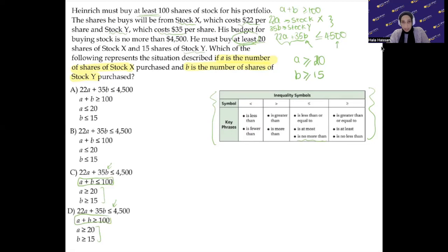Let's have a look at that. We said that they want at least 100 shares. They could have more than 100, right? So at least is saying it's our minimum. That means we use the greater than or equal to. So this one is the correct one. So D is our answer.